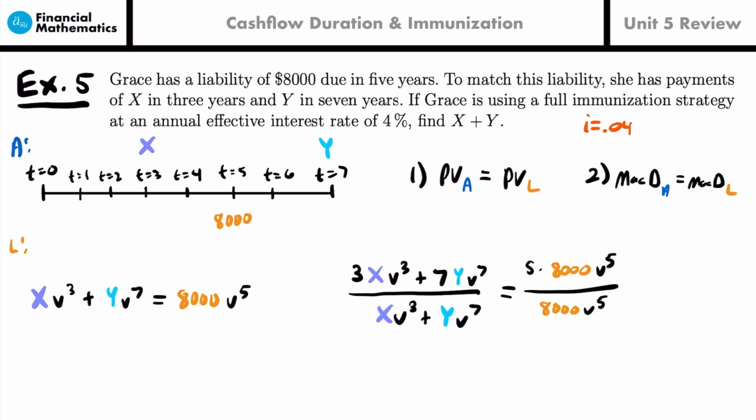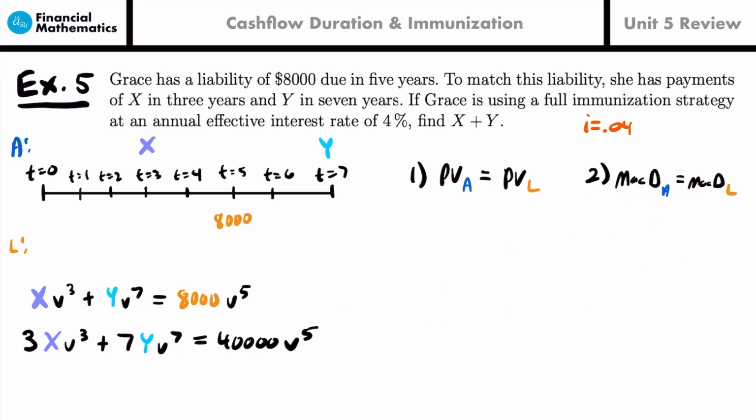All right, we're going to have two equations, one from each condition, that are going to allow us to solve this problem. So from the numerators here, we get the following equation. We'll have 3 times x times v cubed plus 7 times y times v to the power of 7 is equal to 5 times 8,000, which is 40,000. So we'll have 40,000 times v to the power of 5. Okay, that's the second equation that we get from that second condition. So now we don't need any of this anymore. We now have two equations that we can work with to solve for x and y, and then add them together to complete the problem.